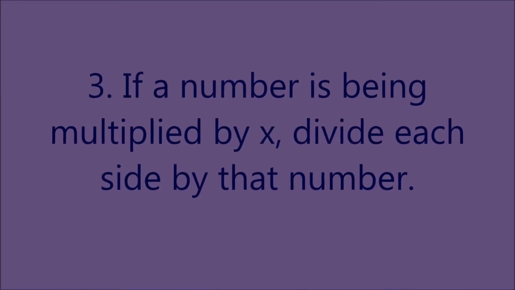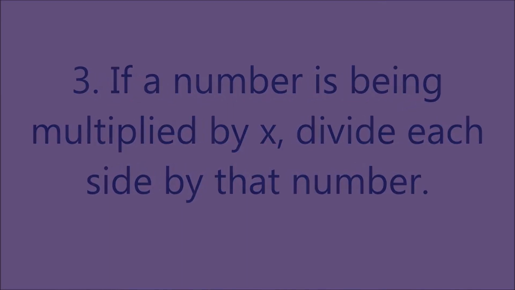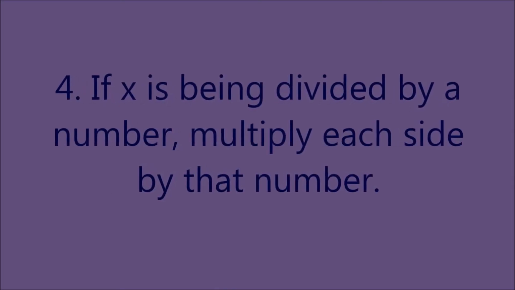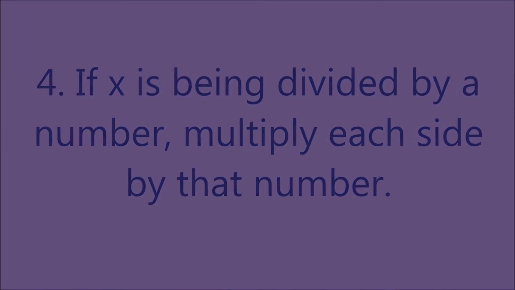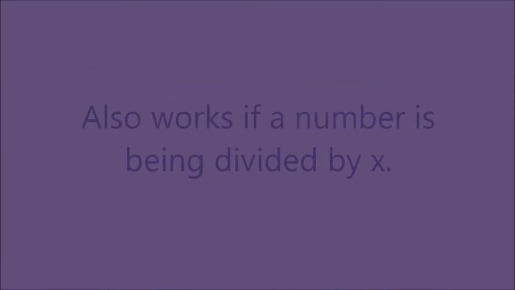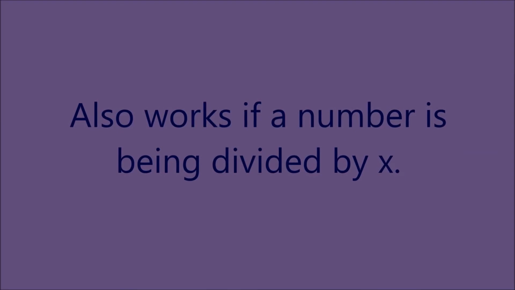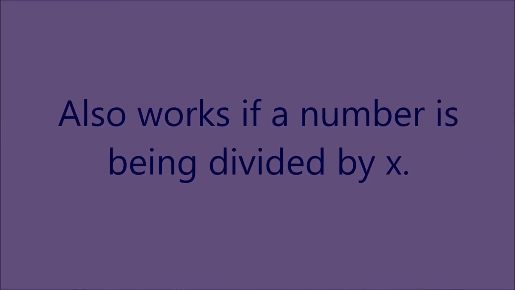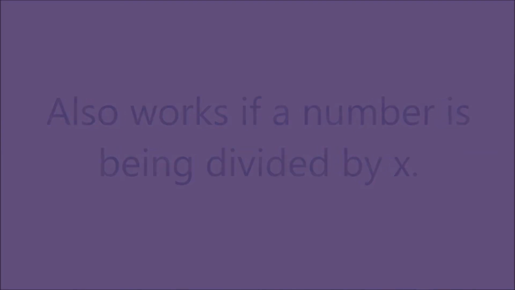If you have a number that is being multiplied by x, then you must divide each side of the equation by that number. If x is being divided by a number, then you must multiply each side of the equation by that number. This also works if a number is being divided by x, then you would multiply both sides of the equation by x. With this in mind, we will now do some examples.